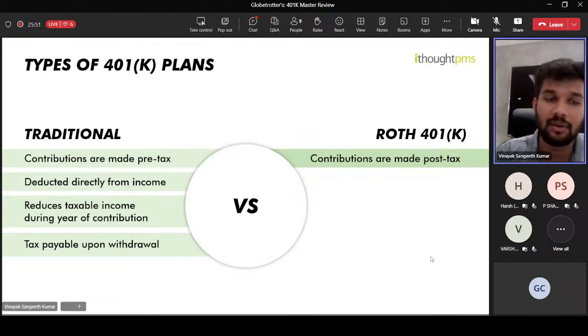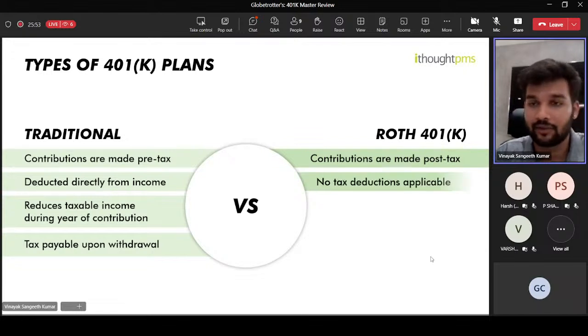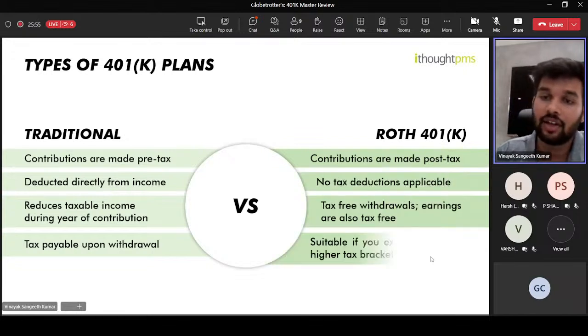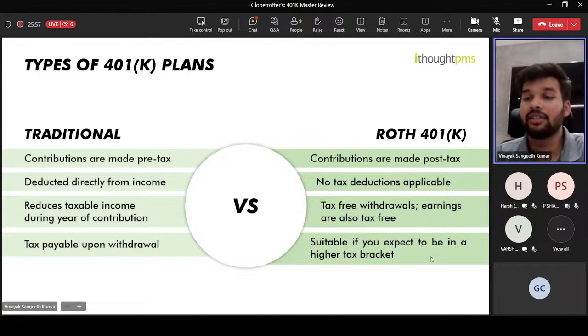And tax would be payable upon withdrawal, that would be at retirement, of course. What happens in Roth 401k is contributions are made post-tax. There won't be any deductions, but since the contributions are post-tax, the earnings also grow tax-free, compounding at a good rate. Hence during retirement, you don't have to pay any tax. So that would be one thing.